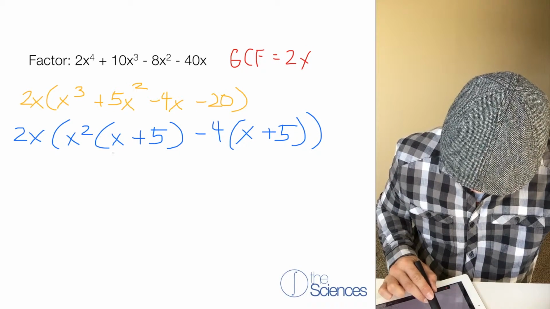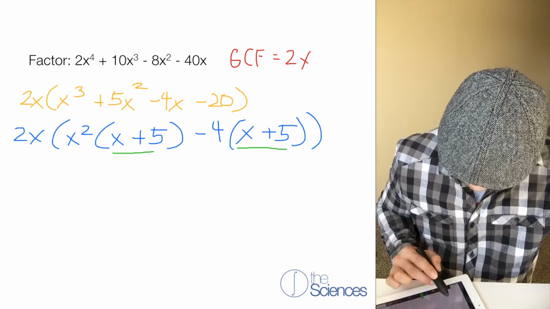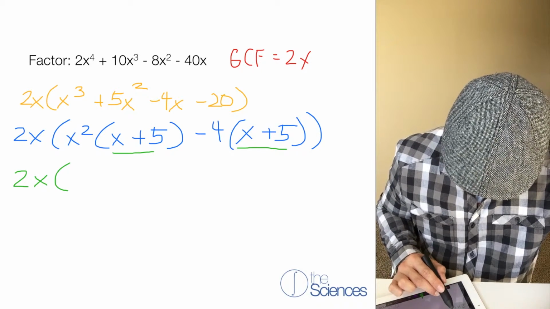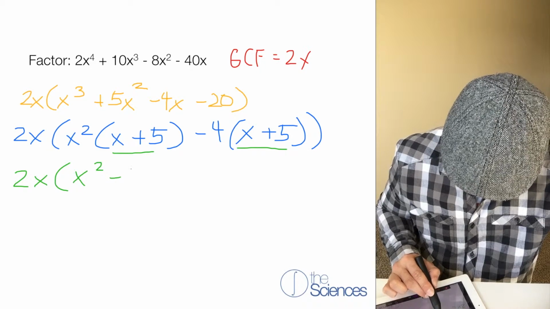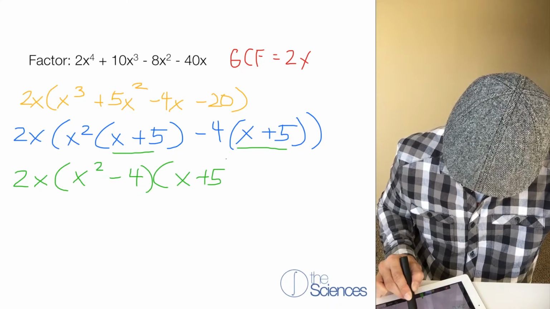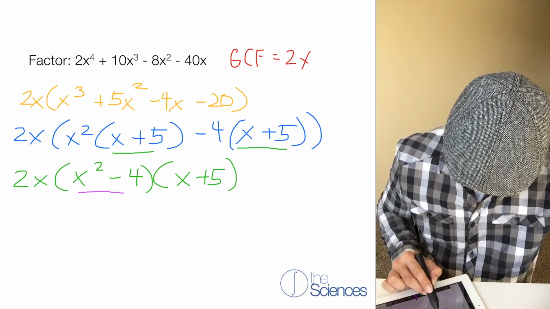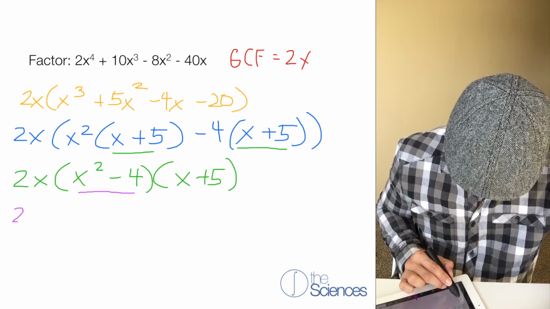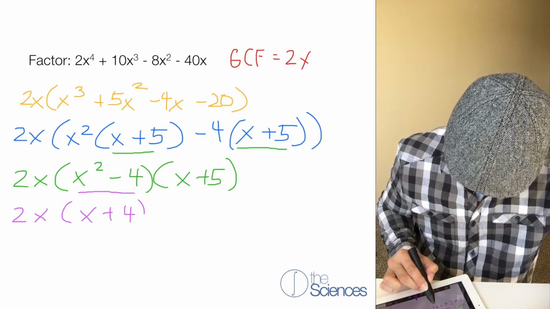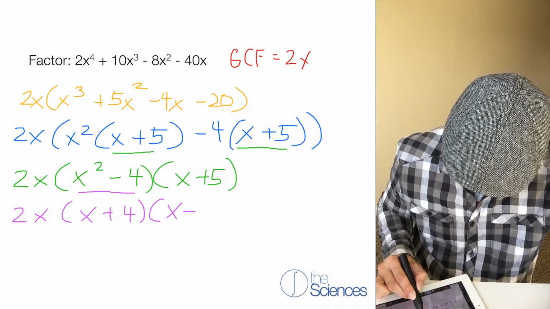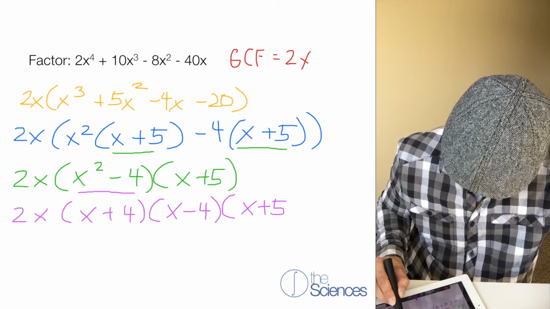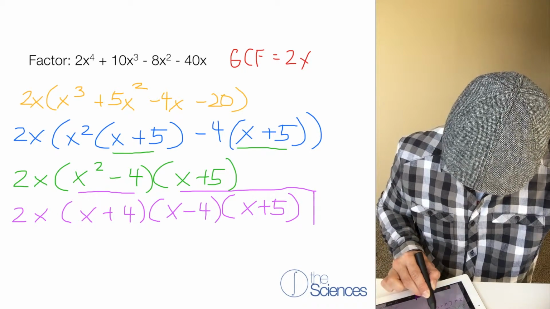So here we can see that we have x plus 5, which we can factor out. So we get 2x times x squared minus 4 times x plus 5. Now here we have a difference of squares, which can be further factored into x plus 4 times x minus 4. And we have our x plus 5. So that's our answer.